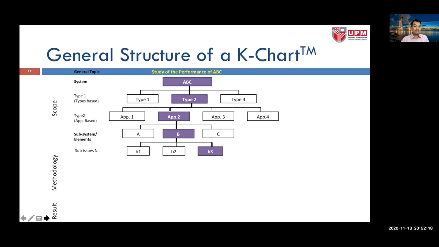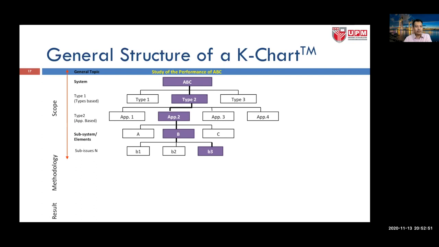This is just a generic structure of a K-chart. All of this, the first layer that I'm putting here, is known as the scope layer. You may have five sub-layers. You may have only two or three. The more layers that you have, the better your literature review will be. I will relate that later on when we see an example.